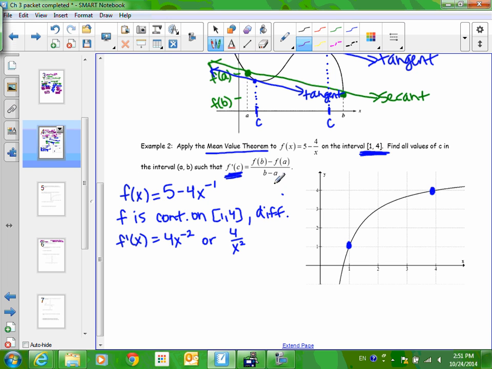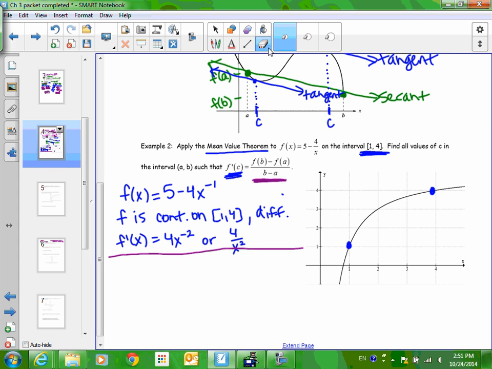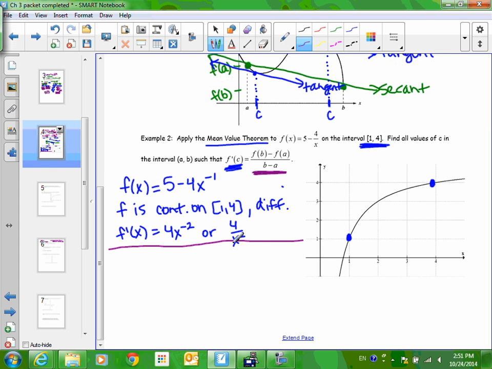Now let me switch colors, and now I'm going to do the right side. Okay, so I did the derivative. I did the slope of the tangent line. I did the instantaneous rate of change. Now I'm going to do the other one, okay? You can even draw a line if that helps you. I didn't mean to cross through that, I just meant to draw a line.